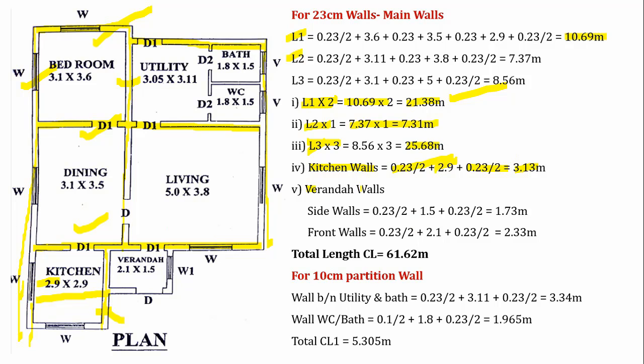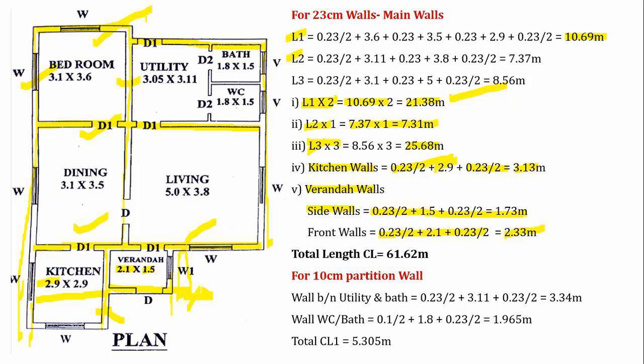We will go to the veranda wall. So this is the veranda wall. We will try to calculate the side walls. For this side wall, from the center of this to the center of this, that is 230 by 2 plus vertical distance 1.5, at the bottom again 230 by 2. So that will be equal to 1.73 meters. Then this front wall is 230 by 2 plus 2.1 plus 230 by 2. So that will be equal to 2.33 meters.